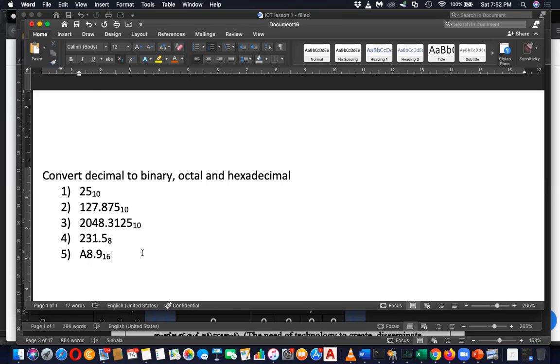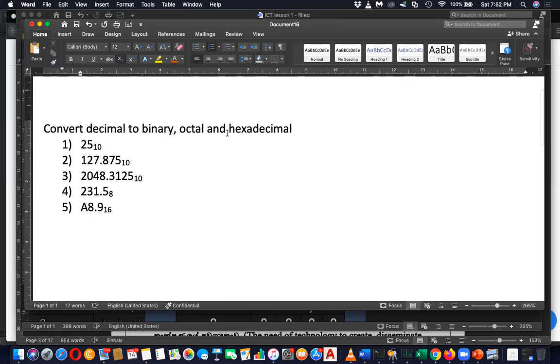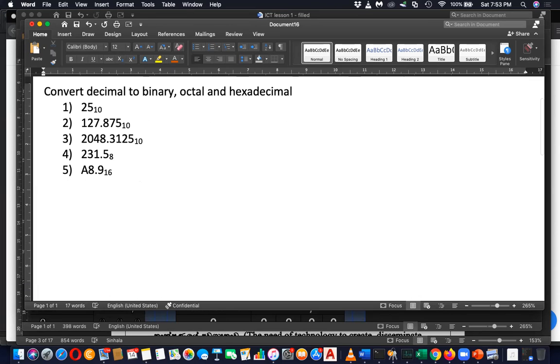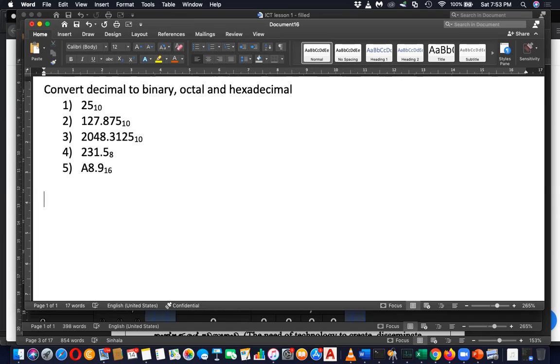What you have to do is convert these numbers to binary, octal, and hexadecimal. Some of you have done this already? No, it seems no. Okay, let's start. I'll explain the first one. I'll explain this using two numbers. My example, example number one.